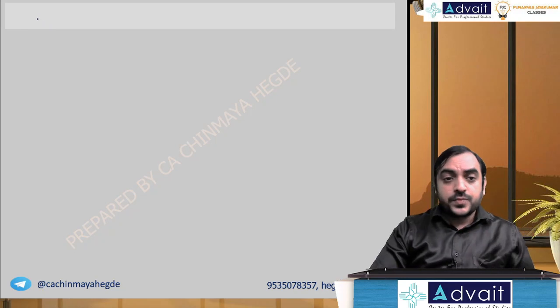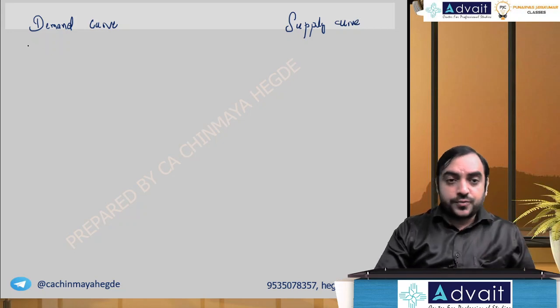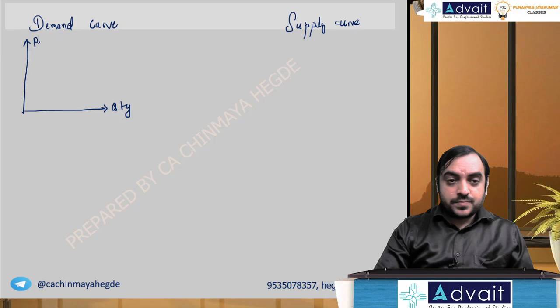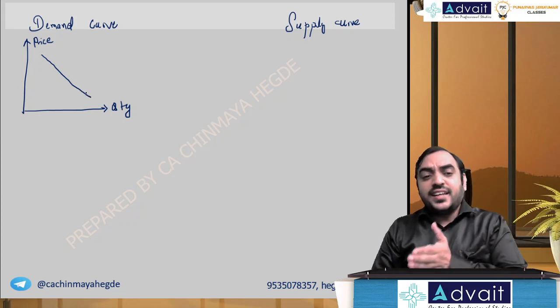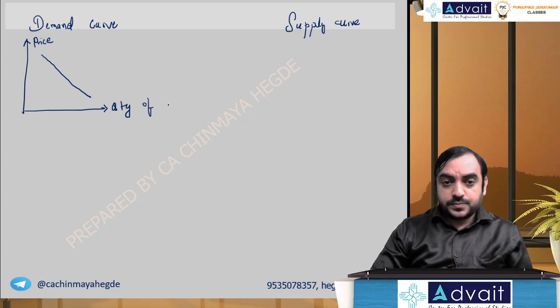I'll just repeat it. One is called the demand curve and the other is called the supply curve. What is the demand curve? If I represent quantity on the x-axis, price on the y-axis, as the price reduces, the quantity of demand will increase.